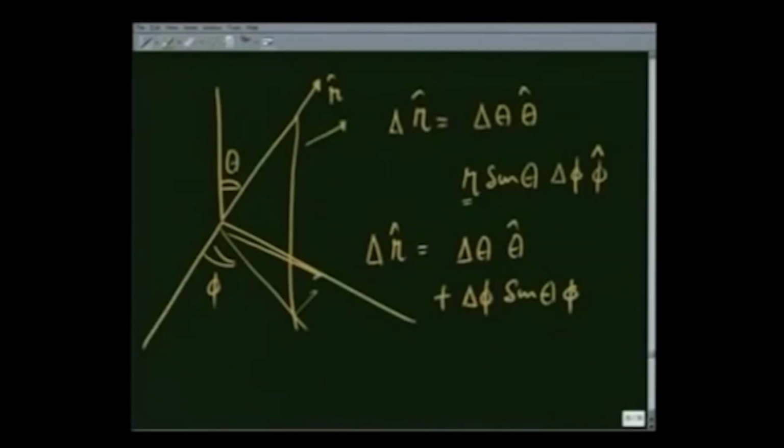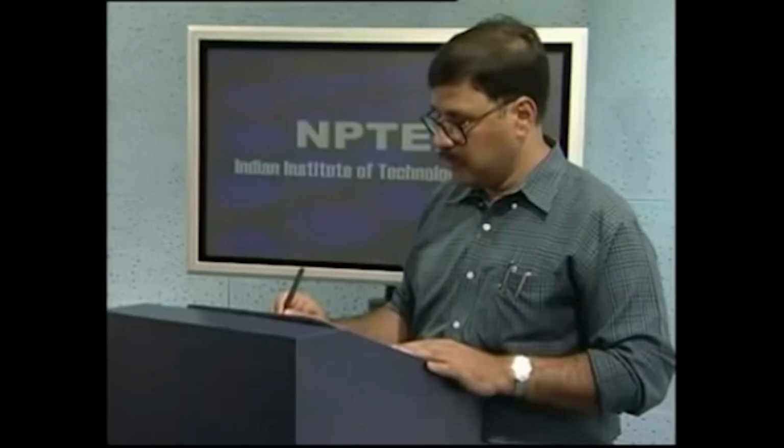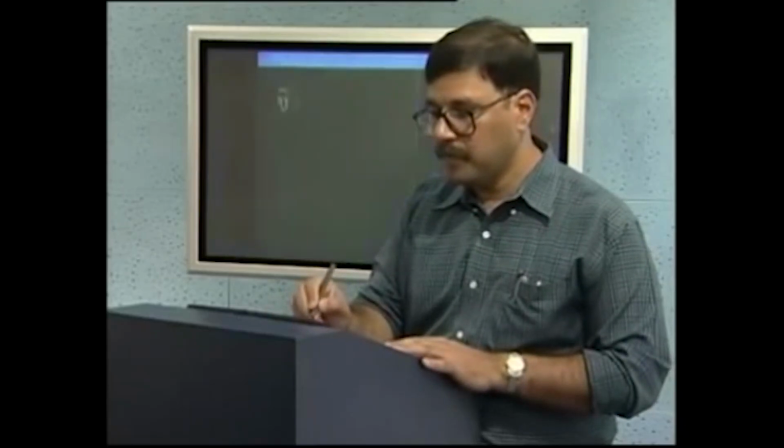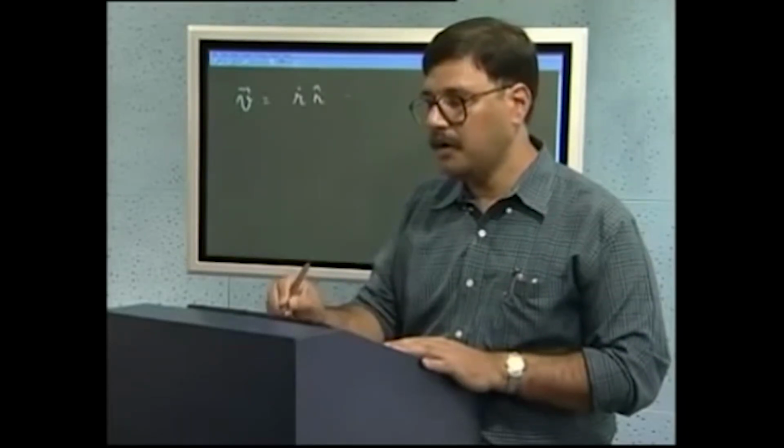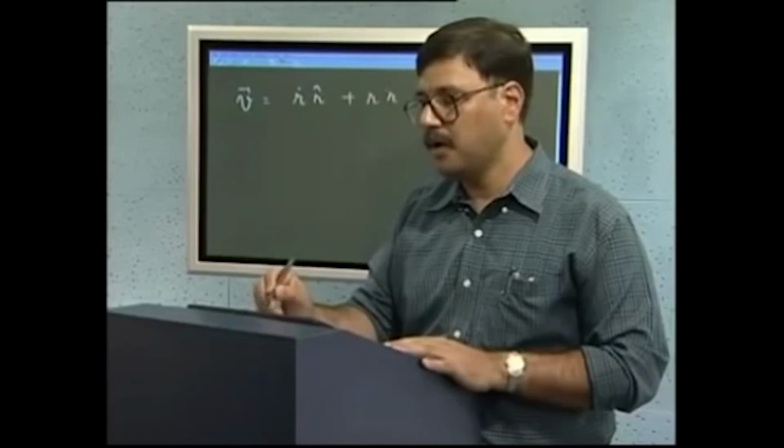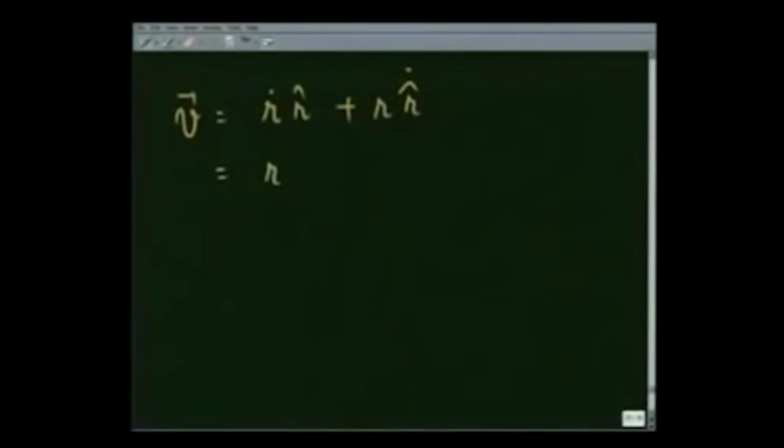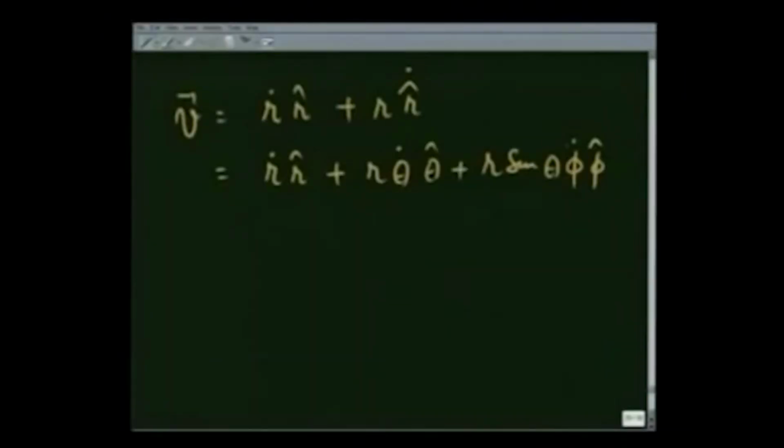sin theta in phi direction, and therefore dr by dt is going to be theta dot theta plus phi dot sin theta phi. Therefore, the velocity, which is r dot r plus r unit vector rate of change, is going to be equal to r dot r plus r theta dot in theta direction plus r sin theta phi dot in phi direction.